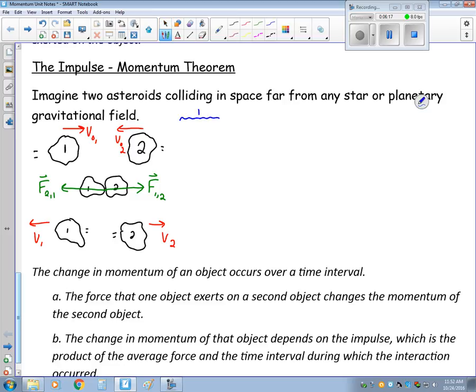Asteroid number 1 had its momentum change. And the reason why was because it had some final momentum and some initial momentum. So it had the final momentum, which is mass times velocity, minus mass times velocity. And by taking a look at the final momentum minus the initial momentum, we see that object 1's momentum changed. What I'm going to do now is I'm going to divide both sides of this equation by time.